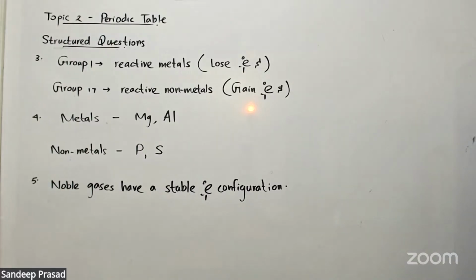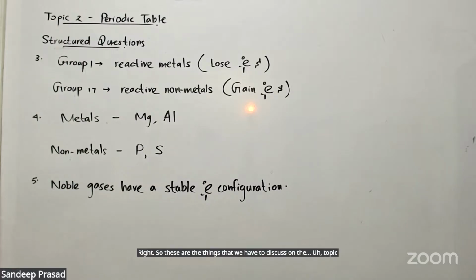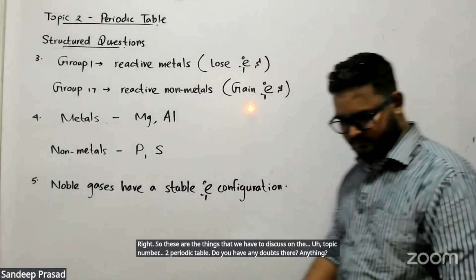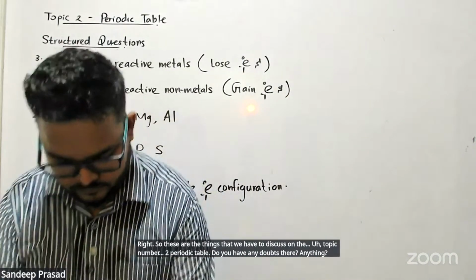Right. So these are the things that we have to discuss on topic number 2, the periodic table. Do you have any doubts there? Anything? Is everything clear?